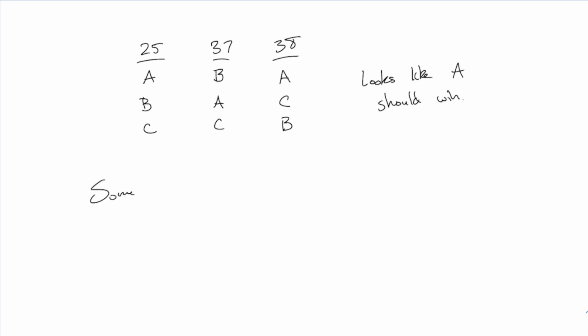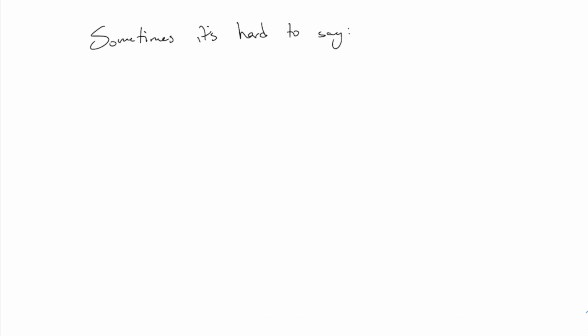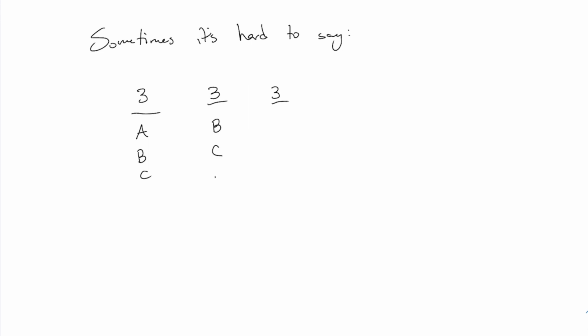I want to give you an example where sometimes it's hard to say. For example, this is just a simple case. Let's say there are 9 voters, and 3 of them say A, then B, then C. 3 of them say B, then C, then A. And 3 of them say C, A, B. All right? Let's just imagine that that's how the people feel about these 3 candidates.